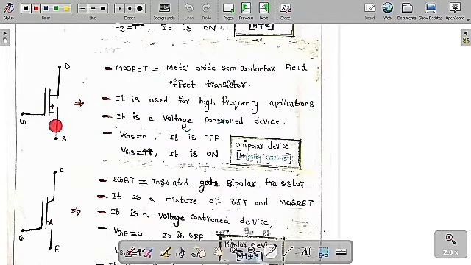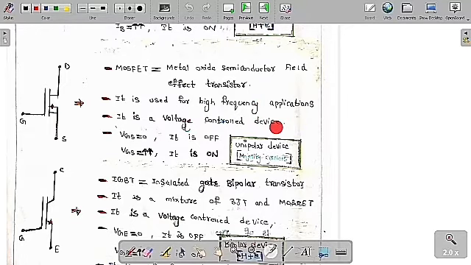This is the symbol of a MOSFET. This is the gate, drain and source. The expansion of MOSFET is metal oxide semiconductor field effect transistor. It is used for high frequency applications. We are going to use the MOSFET for high frequency applications only.